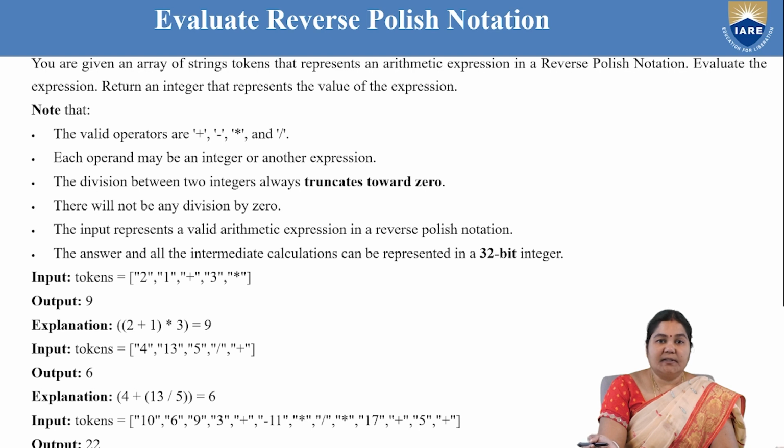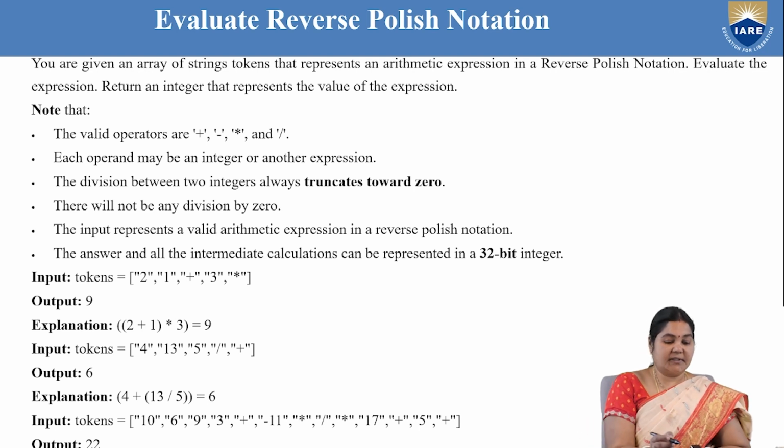Now, there is a note that the valid operators are plus, minus, multiplication and division. So, there are four valid operations they have considered in this problem. Each operand may be an integer or another expression. The division between two integers always truncates towards 0. That means you have to do integer division over here. There will not be any division by 0 errors. The input represents a valid arithmetic expression in reverse polish notation, and the answer and all the intermediate calculations can be represented by a 32-bit integer. So, these are some specifications that we have to follow while solving this problem.